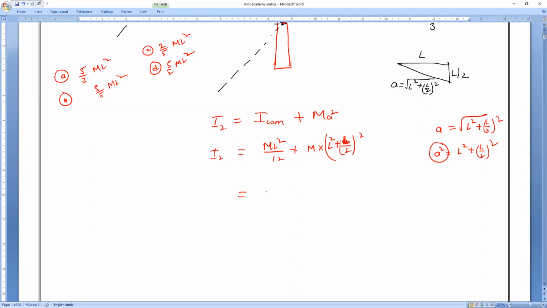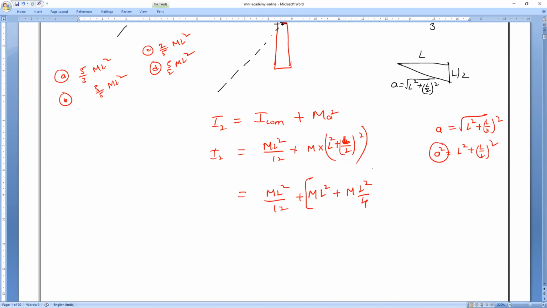So if you notice, it becomes ML square by 12 plus M into L square by 4. Will you all agree with me? Please respond, guys. All of you?